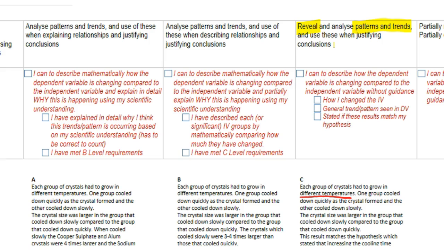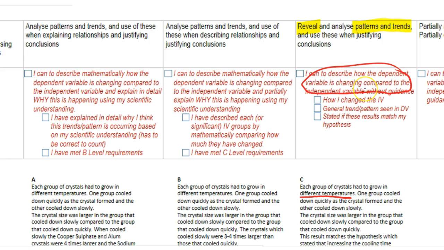A trend is where you have something going up or down as you change things. So in this case with our crystals, we were looking at a trend because as we increased the time it took for them to cool down, we actually saw that the size of the crystal increased as well. So that is a trend. Now to get a C in that, this is what you have to do. First of all, you have to describe what you're changing and how it changed. That's the first bit here, and that has a few little sub-steps I've put here to help you out.